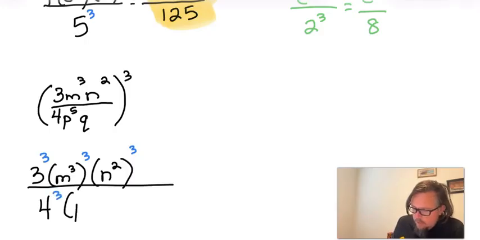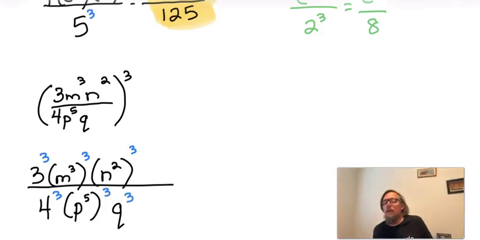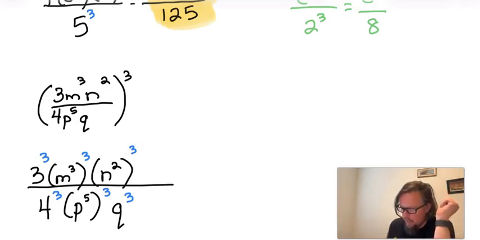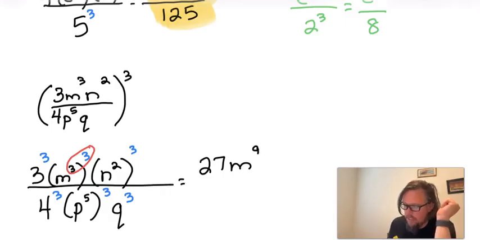We have p to the fifth to the third power. And then finally we have q to the third power, and I don't need to put q in parentheses because q doesn't have an exponent. So just q to the third power. And then we just go ahead and multiply all these things out. 3 to the third power is 27. M to the third, 3 times 3 is 9. So this is m to the ninth power. And then 2 times 3 is 6. So this is going to be n to the sixth power.